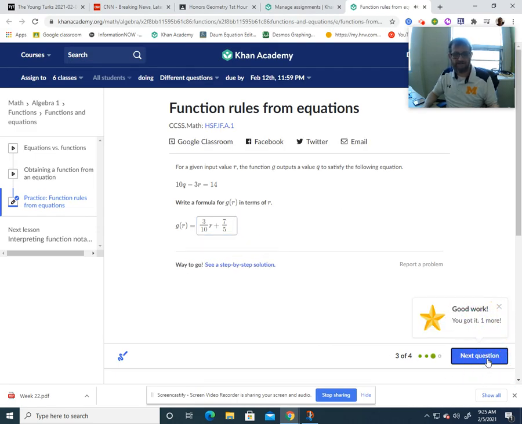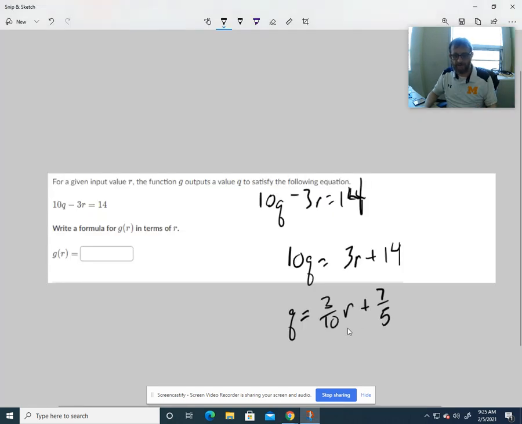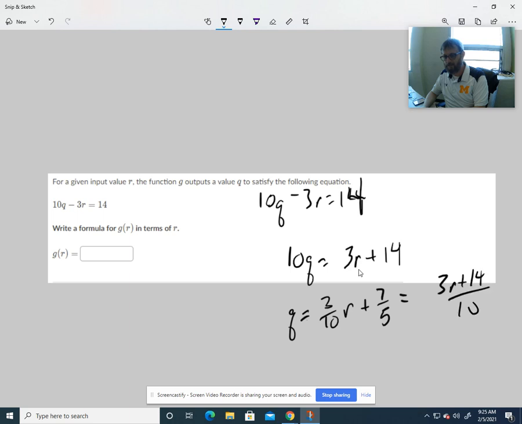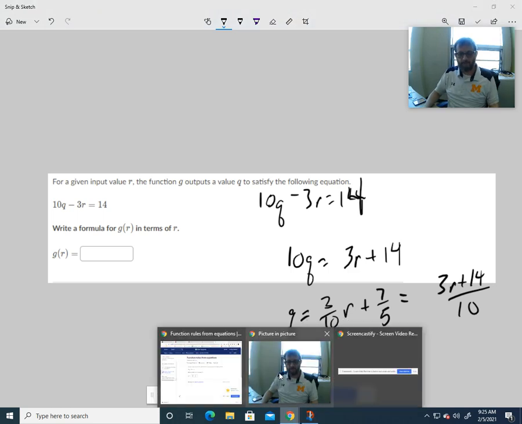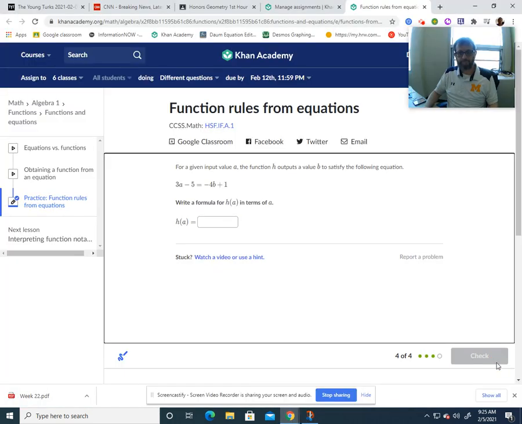We could have written it as 3r plus 14 over 10. If you go back here, you could have just written this. The other option would have been to have written this as 3r plus 14 over 10. And it certainly seems that it would have accepted either version. So you can kind of pick and choose a little bit how you want to do that. All right.